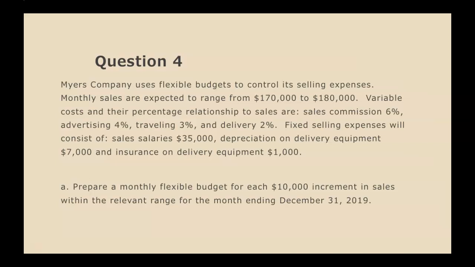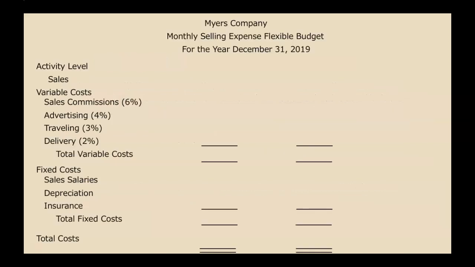What we need to do here is prepare that monthly flexible budget for each $10,000 increment in sales within the relevant range, right? So what that's saying is prepare it for $170,000 in sales and $180,000 in sales. So let's look at our flexible budget here. We have our sales amounts, right? 170 and 180.